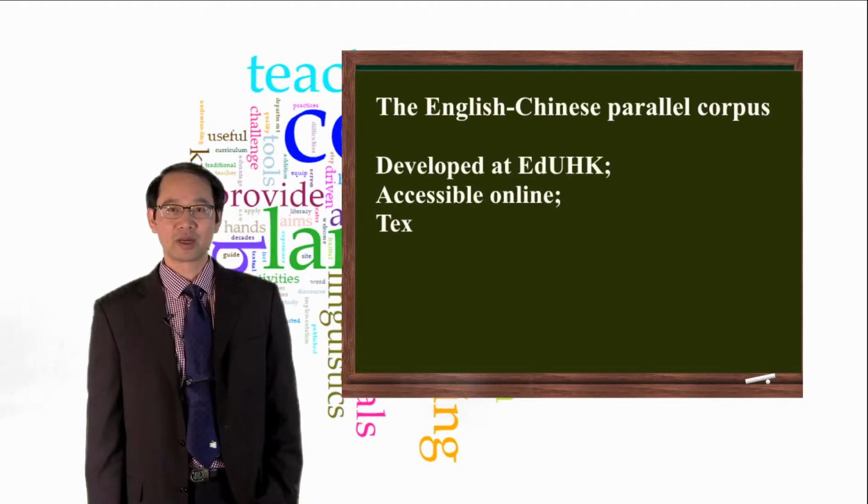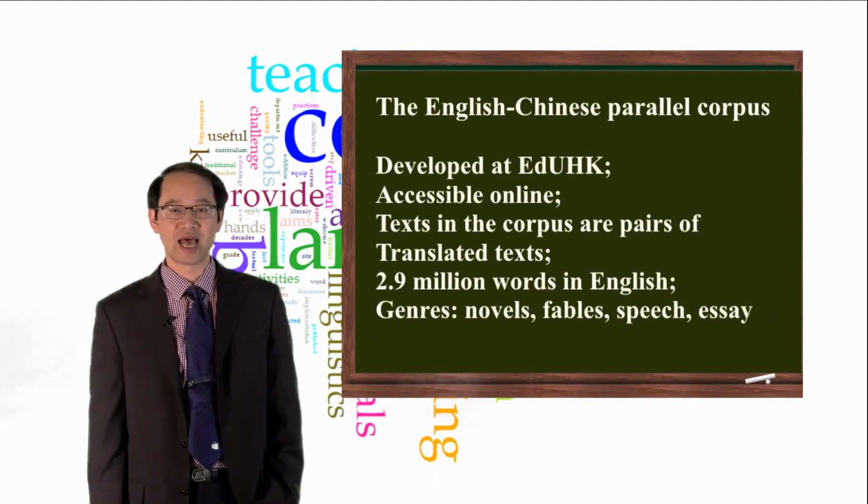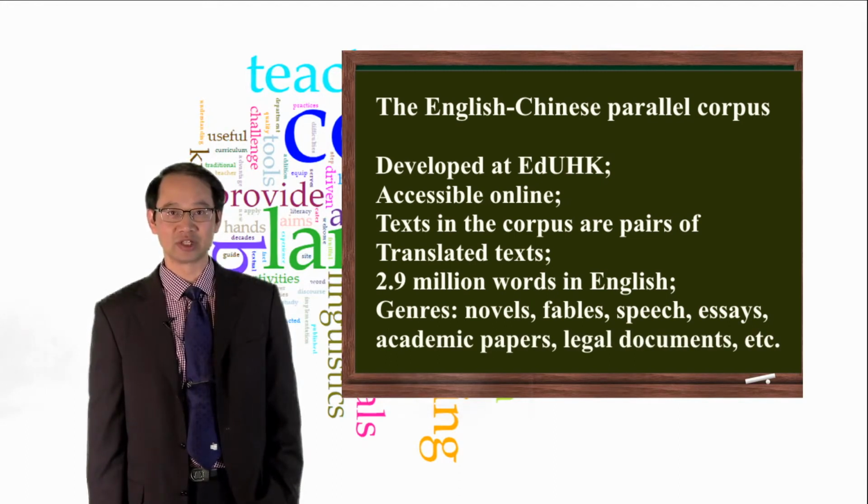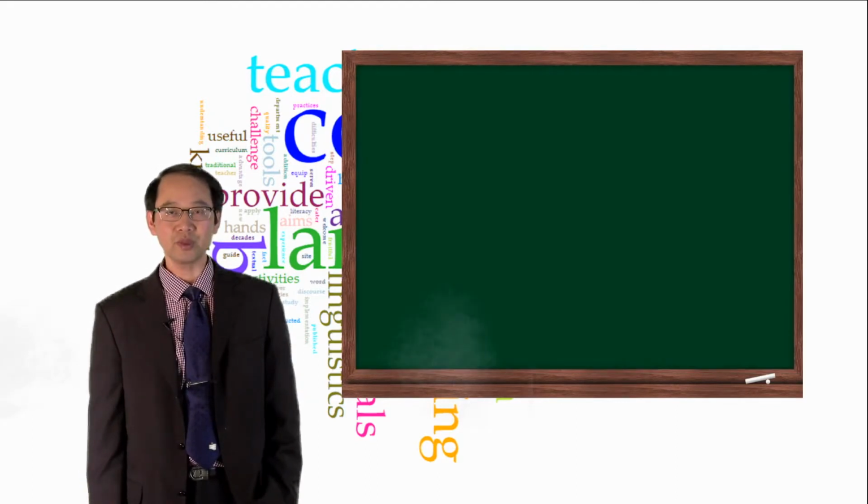So now I want to talk about the English-Chinese parallel corpus I developed at the EdUHK. This is an online corpus freely accessible by the general public. The texts in the corpus are pairs of translated texts. There are 2.9 million words in English and the translations in Chinese. The genres include novels, fables, speeches, essays, academic articles, legal documents, etc.